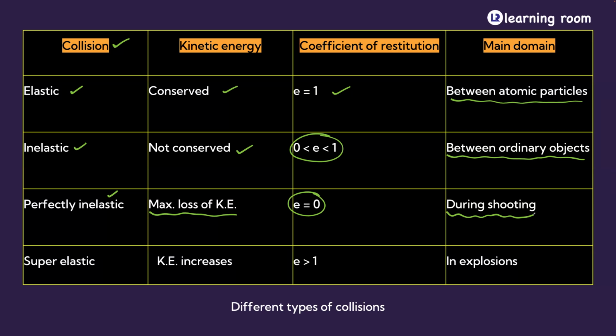So when you talk about the super elastic collision, here the kinetic energy is going to increase and the coefficient of restitution will be greater than 1. And it takes place in the case of explosions. But in all the cases, what is conserved? It's linear momentum that is conserved. So with this, the chapter is over.